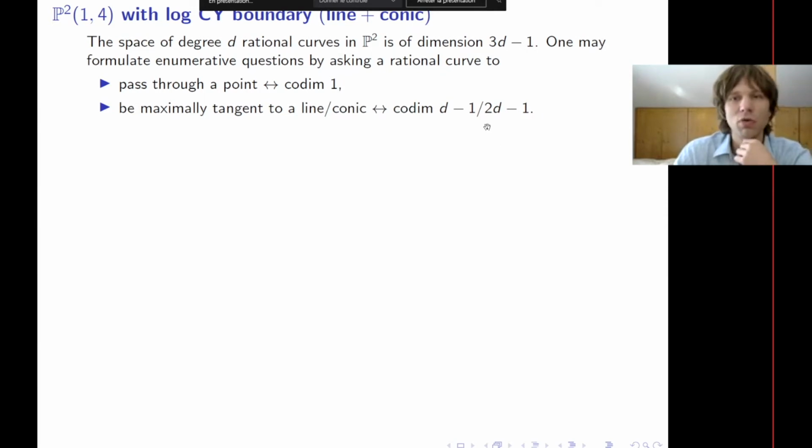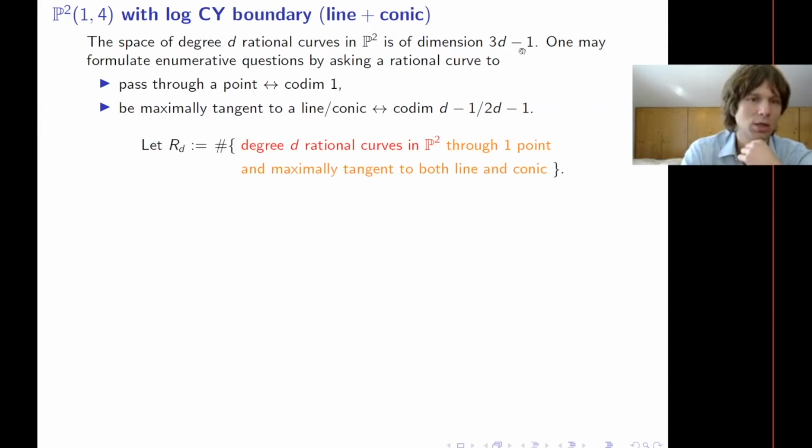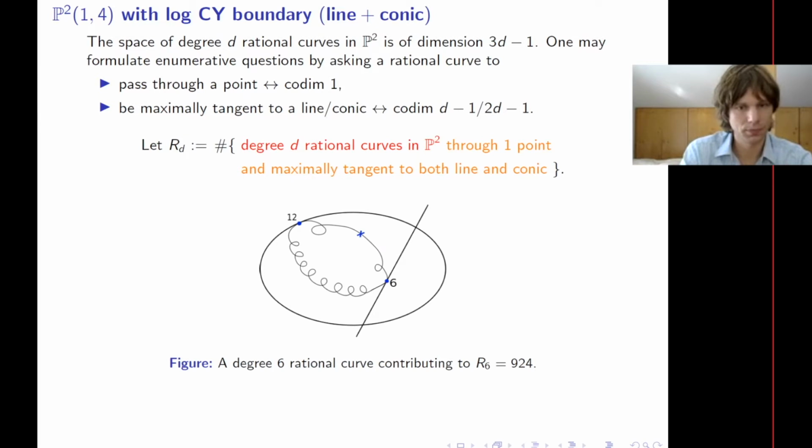And so if you do the math, if you sum 1, D minus 1 and 2D minus 1, you get 3D minus 1. So in other words, the following enumerative problem is well defined. We're counting degree D rational curves in P2 that pass through 1 point and that are maximally tangent to a line and a conic. So line and conic being our divisors.